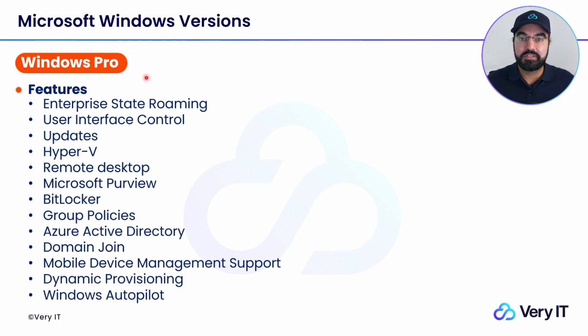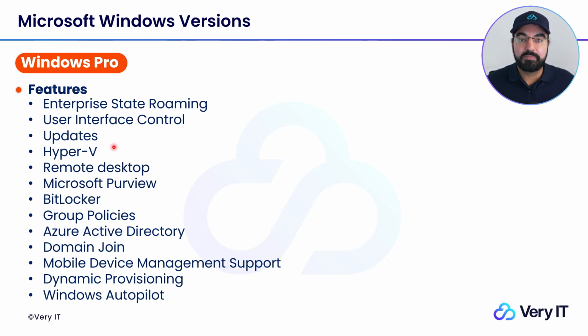Windows Pro has its own set of features. The Enterprise State Roaming. This essentially would mean that the user settings are stored and will replicate as a user moves from one device to another device, providing a unified experience. You have the user interface control, and this is where the start menu can be personalized. The updates essentially will ensure that your Windows operating system remains stable with the latest patches and updates.